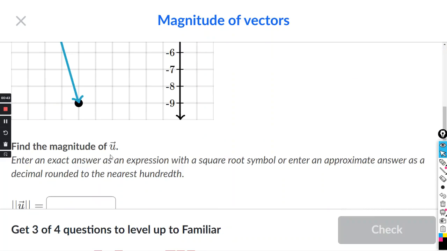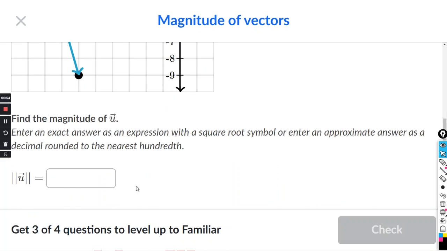It says find the magnitude of vector u. Enter an exact answer with a square root symbol, or enter an approximate answer as a decimal rounded to the nearest hundredth. That's 2 decimals. Notice it has the double bars on either side of the u, indicating that it's magnitude, so just the length and not the direction.